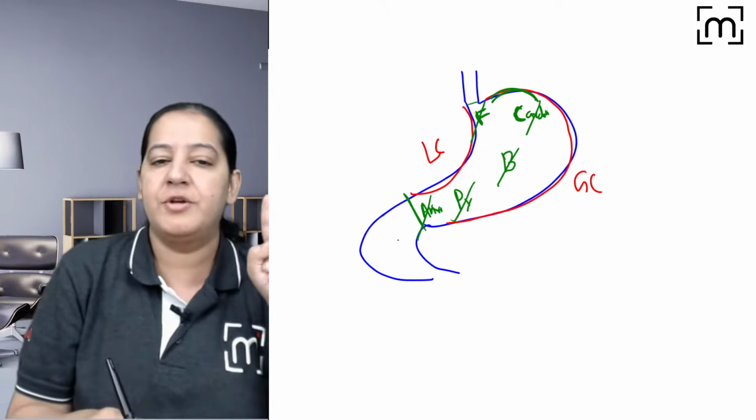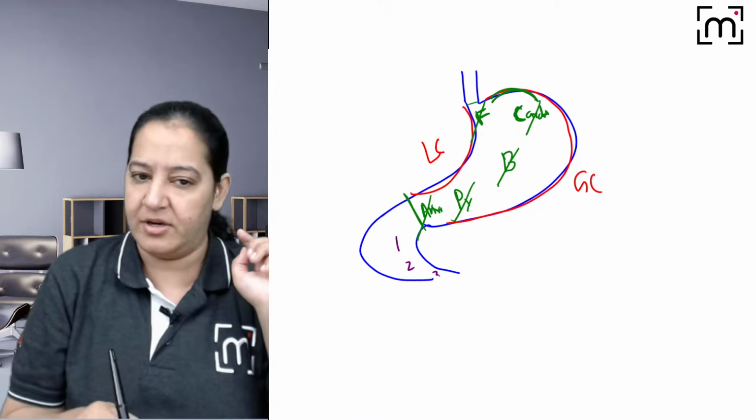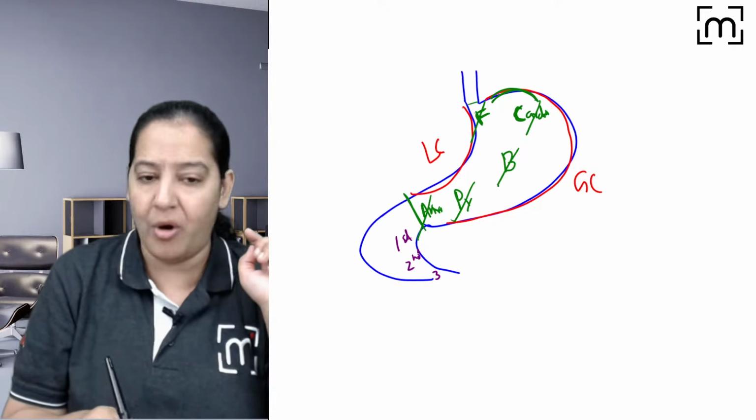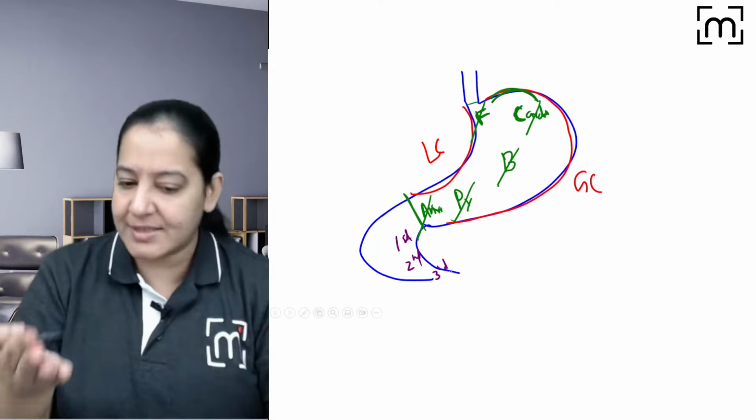Let's talk about the duodenum. The duodenum has 3 portions: first, second, third. You already know, you have learned all this in anatomy, I guess. Now I want to ask you a question.